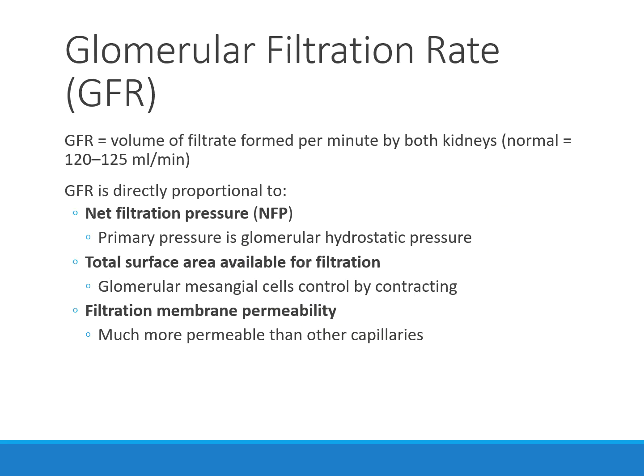Your GFR, your glomerular filtration rate, is the volume of filtrate that's formed per minute by both kidneys, which is usually between 100 and 125 milliliters per minute. The GFR is directly proportional to your net filtration pressure. This is the primary pressure, your glomerular hydrostatic pressure that we talked about, the water pushing it out. Then the total surface area that's available for filtration, which the glomerular mesangial cells control by contracting, and then the filtration membrane permeability, which is much more permeable than other capillaries.